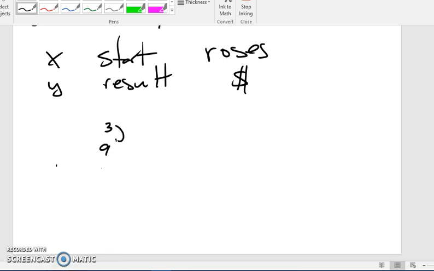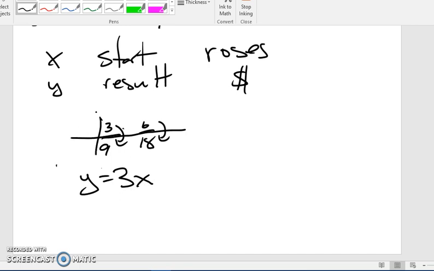What do you do to get from a 3 to a 9? What do you do to get from a 6 to an 18? Every time you are multiplying by 3. But now again, we've got to watch our equation. I have to be careful with my y equals 3x, and again we have to check what's x here.